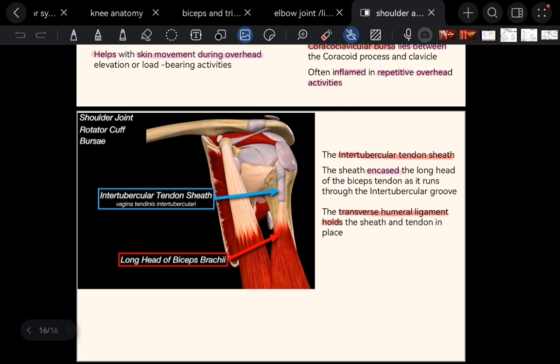Lastly, we have the transverse humeral ligament. Like we talked about, the intertubercular tendon sheath wraps around the long head of the biceps tendon, and like I said, without the transverse humeral ligament, they could dislocate the long head of the biceps tendon.